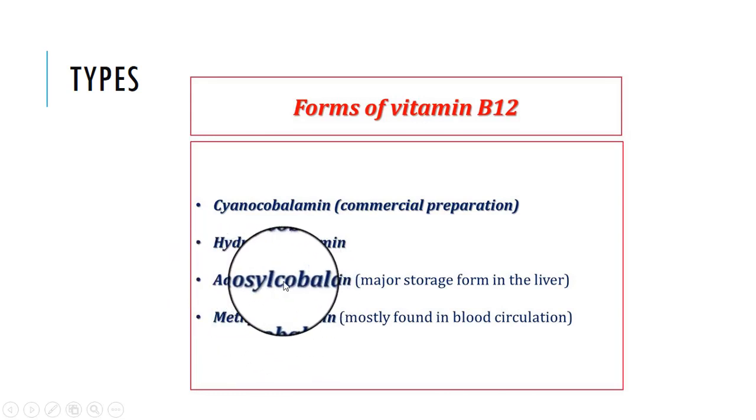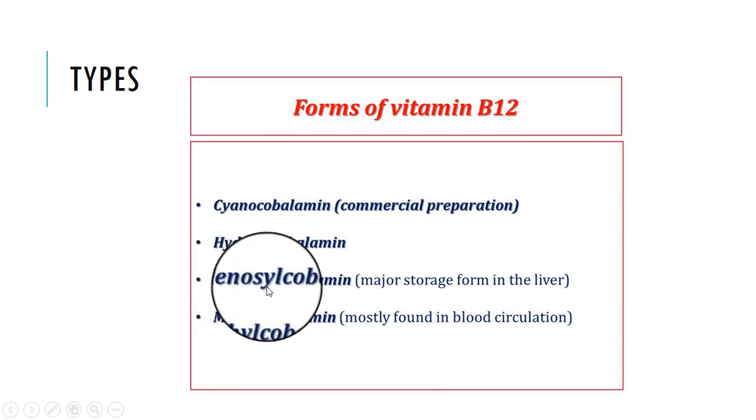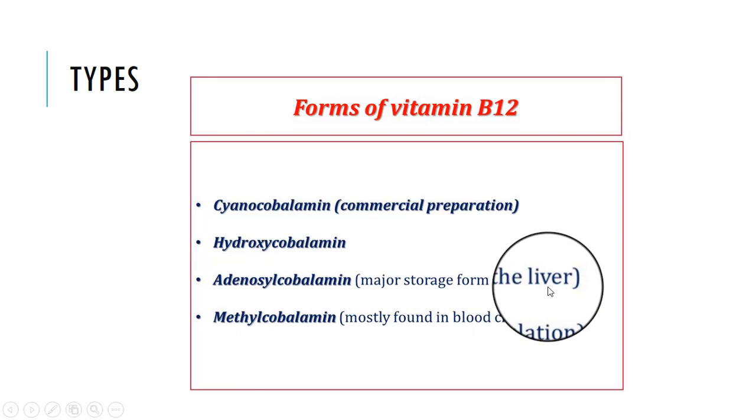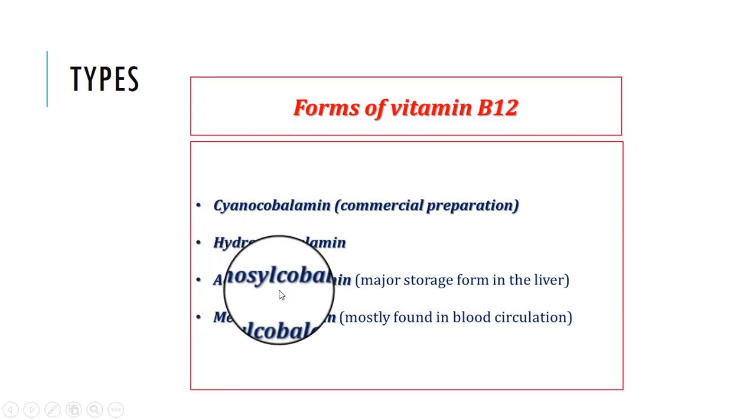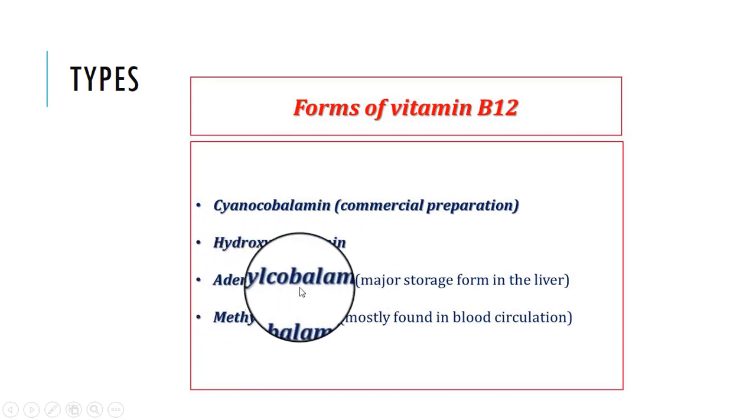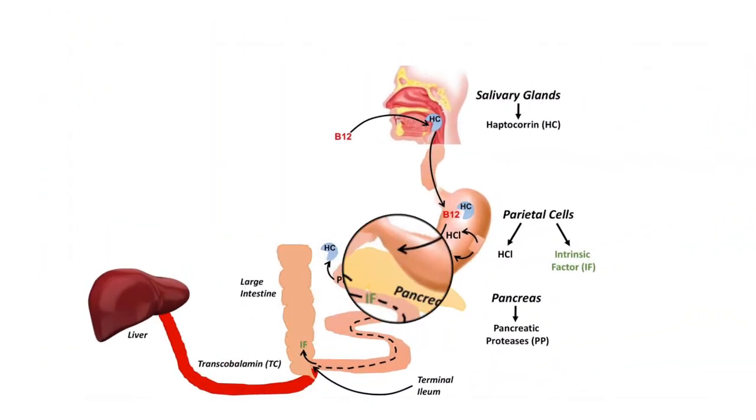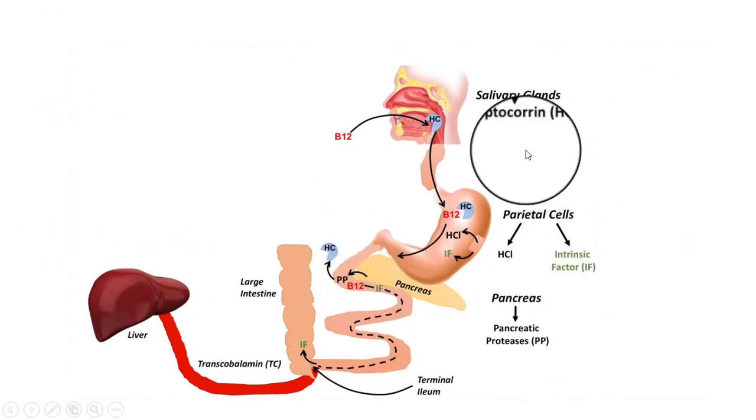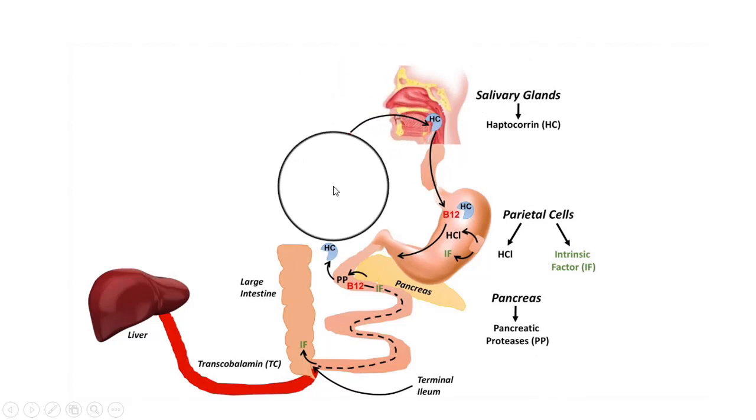Another very rare type we also have, that is adenosylcobalamin. It is the major storage form in the liver, but it's a very rare type. Next we will discuss the mechanism of vitamin B12 in the human body: humans are incapable of constructing vitamin B12 in their body because of the lack of the enzyme required for its biosynthesis.